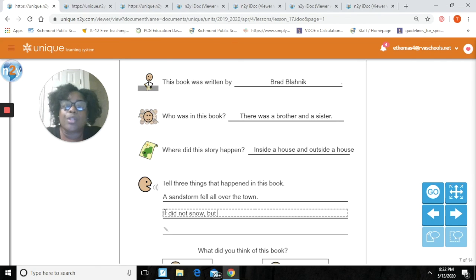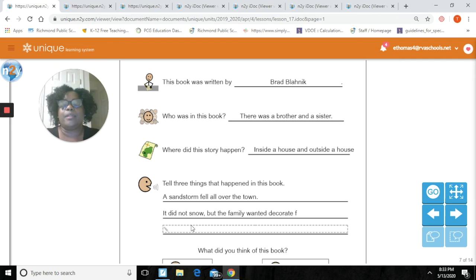But they still wanted a Christmas tree. The family still wanted a Christmas tree, or wanted to celebrate Christmas or decorate for Christmas. That's really what we need to say. I think it's not going to let me type any further, but you know that's what we're going to say. It did not snow that Christmas, but the family still wanted to decorate for Christmas. Okay.